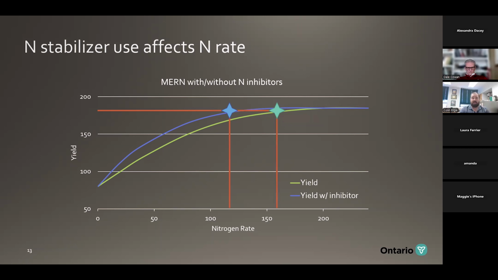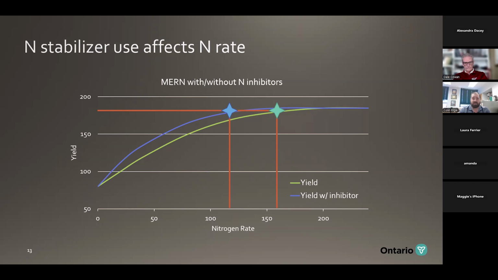And so when we're looking at these curves, it makes sense that we're kind of raising those curves up, so we're increasing our yield. But in actuality, what those nitrogen inhibitors are doing is they're moving that curve over to the left. So at that given rate of nitrogen, we can decrease it and maintain the same yield, so we're not having those losses. And so in this case, we've taken a maximum economic rate of nitrogen of around 160 pounds and reduced that by about 40 pounds to 120.